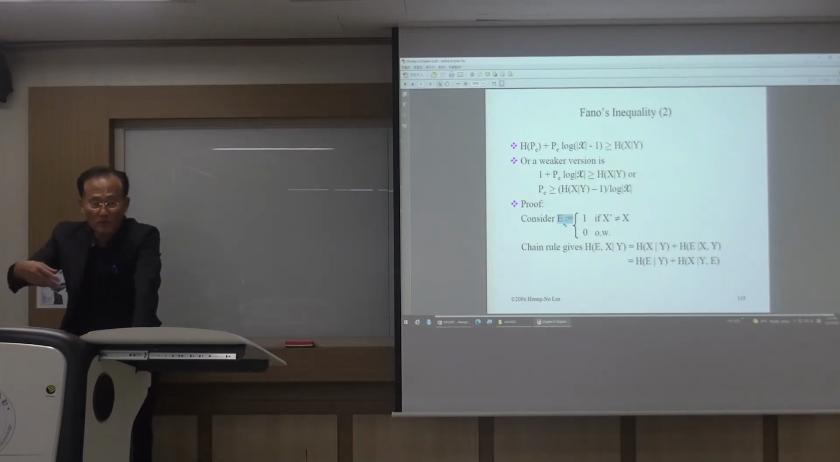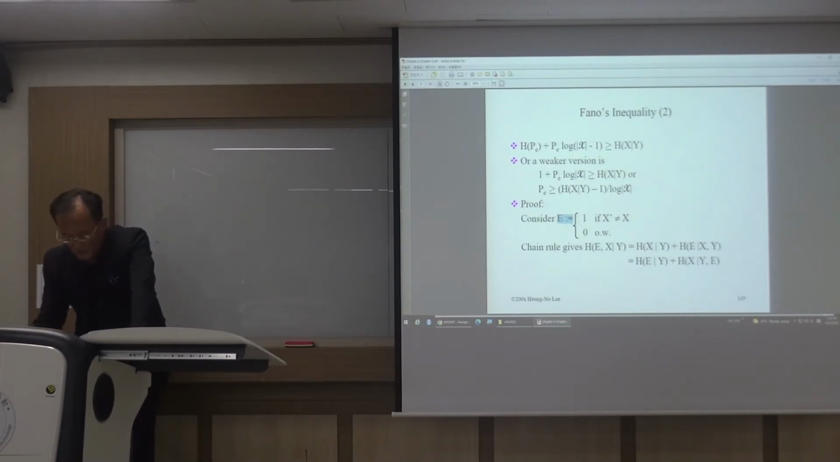You just define this to draw the result basically. So it's a utility random variable you can use. And then we can consider the entropy of E and X jointly given Y. So we can now use the chain rule of entropy. That can be written as entropy of X given Y plus entropy of E given X and Y. That's one way. And the other way, we can do E first: entropy of E given Y plus entropy of X given Y and E. So these two lines must be the same.